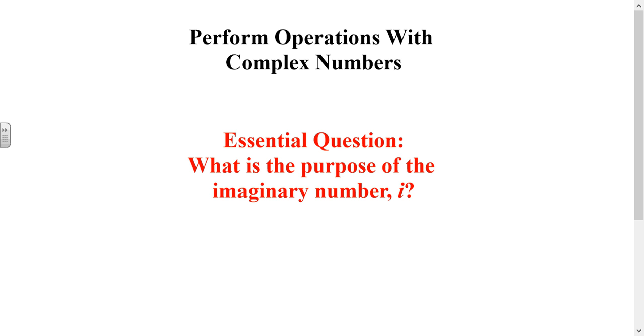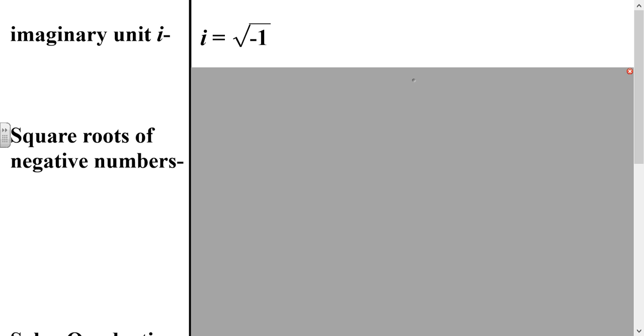For this section, we're going to be talking about complex numbers. So your essential question is, what is the purpose of the imaginary number i? Well, the imaginary unit i is equal to the square root of -1.